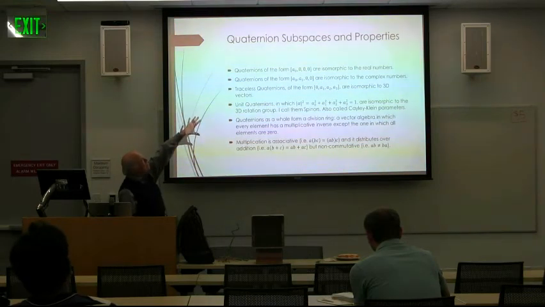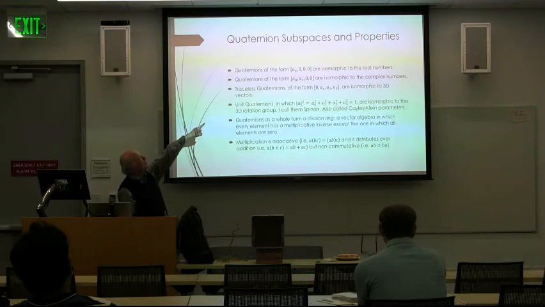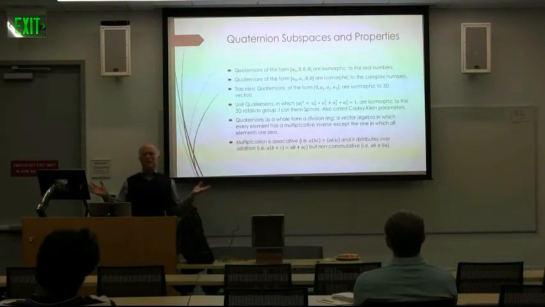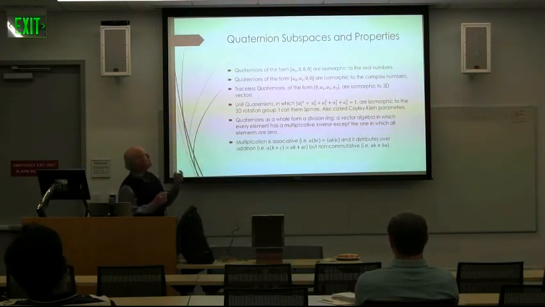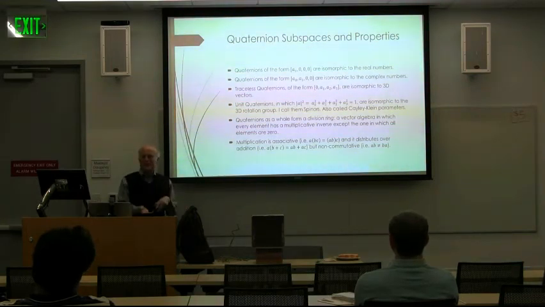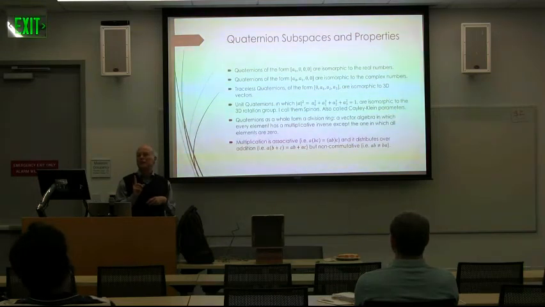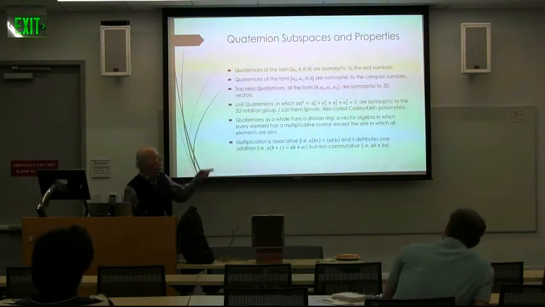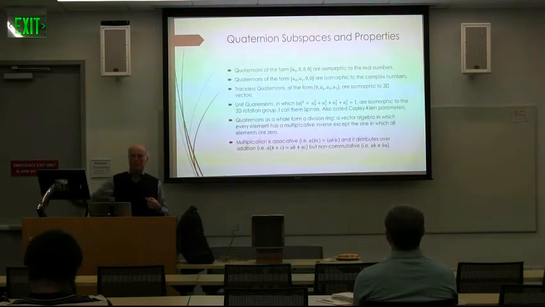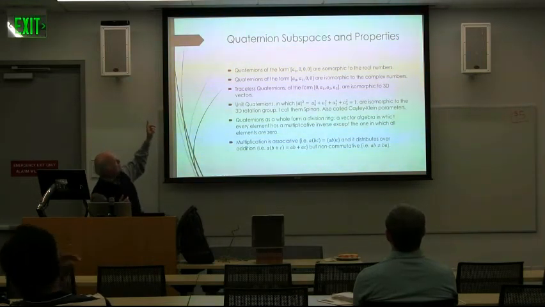Now, I skipped ahead a bit. Subspaces, they're properties. Quaternions of the form a number and three zeros are isomorphic to the real numbers. Everything you do to the real numbers, you do to these to get the same answer. Quaternions of this other form, two non-zeros and two zeros, are isomorphic to the complex numbers. Anything you can do to the complex numbers, you can do to this and get the same answer. In particular, it's closed under multiplication: if you multiply two numbers of that form, with only the first two non-zero, then the answer has only the first two non-zero.